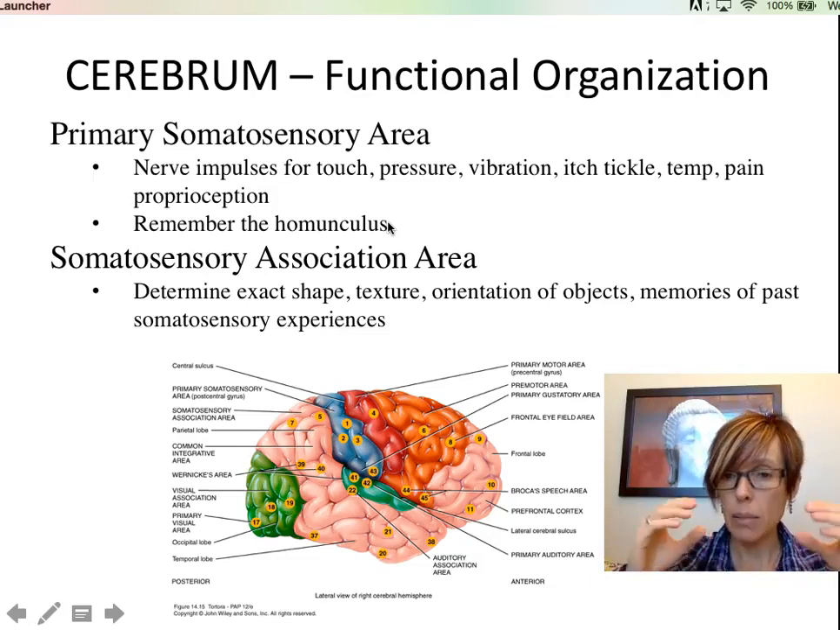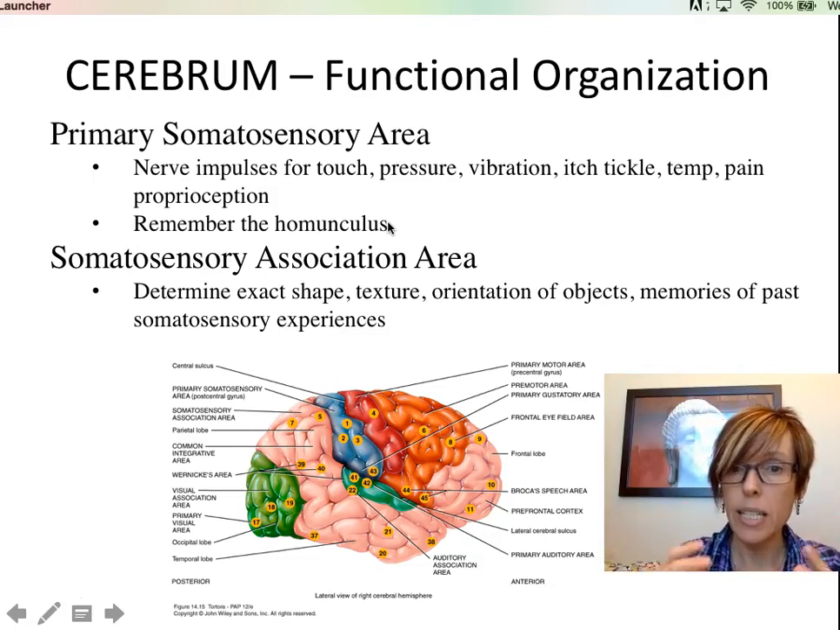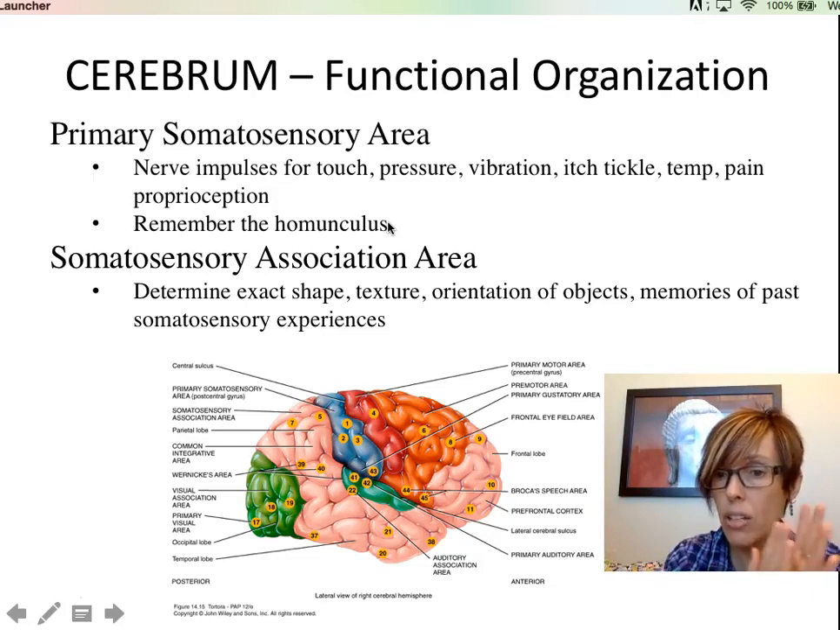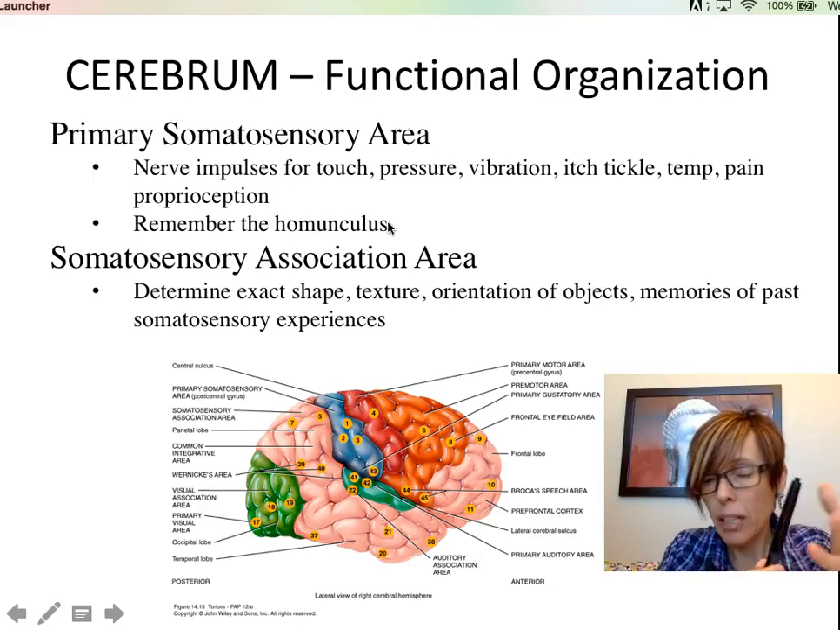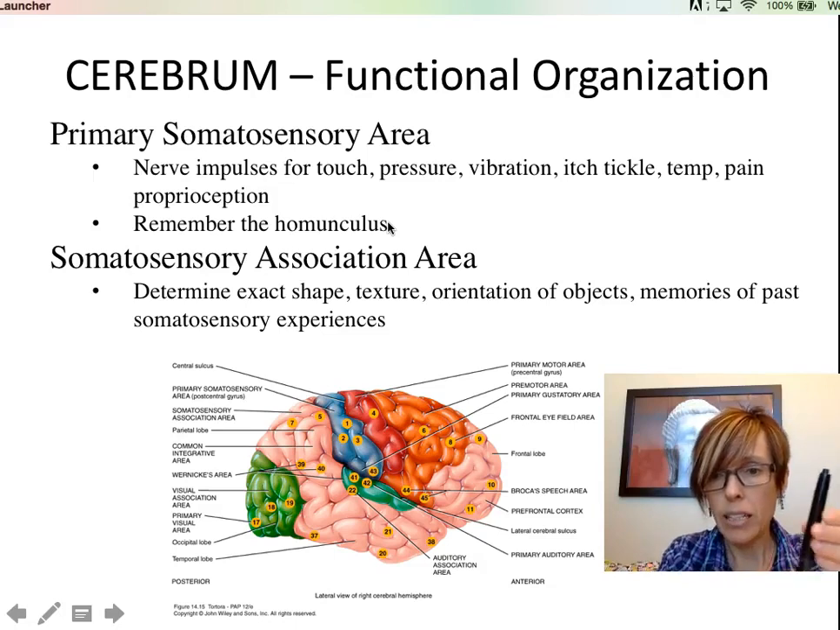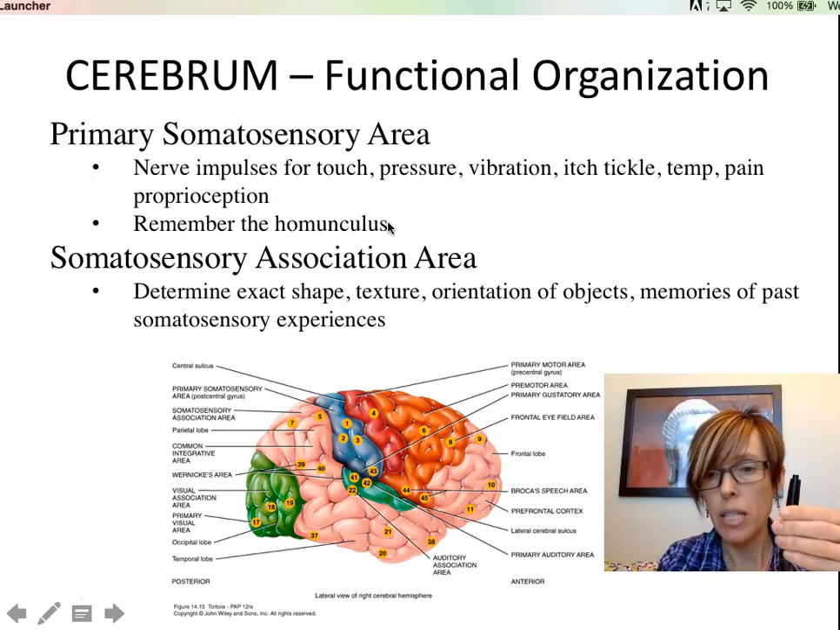But in any case, that primary somatosensory area is allowing you to feel these things. It allows you to feel touch. Like if you're blindfolded and you handed me this, or I was blindfolded and you handed me this, I'm like, yeah, I can feel that, right?